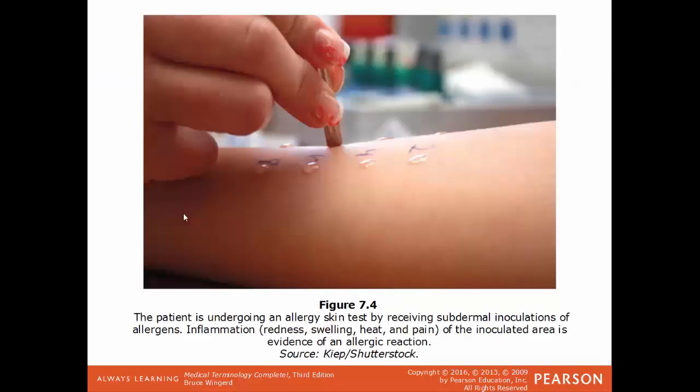Alright, in this image we have a person undergoing an allergy skin test, which is a common way to test what you may be allergic to. And you can see here these different spots are numbered. In each one of these drops, a different allergen is put on the skin to see if your body reacts to it. And if there is a positive reaction to it, then that would indicate that you are allergic to that allergen.